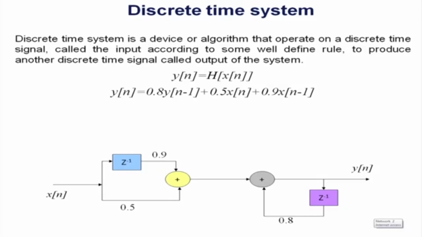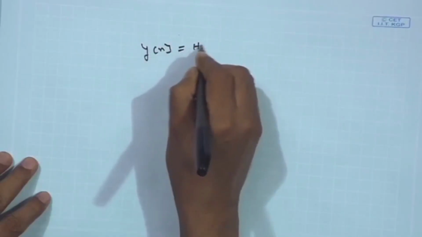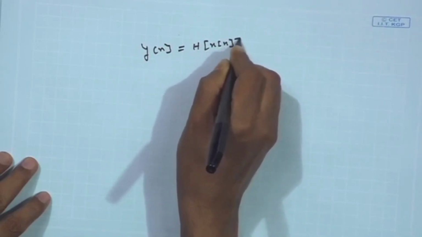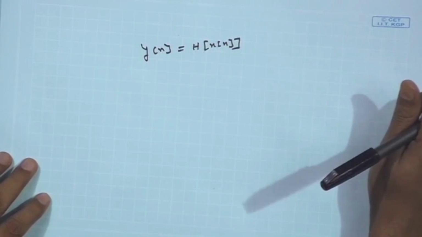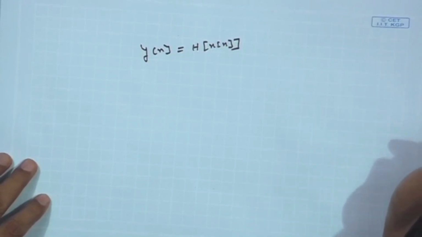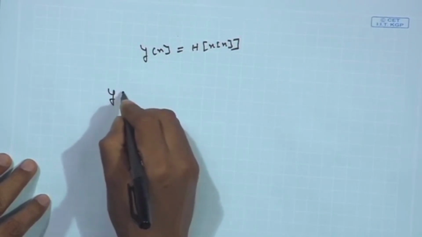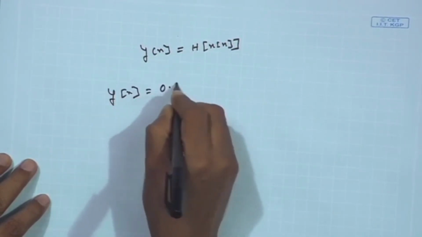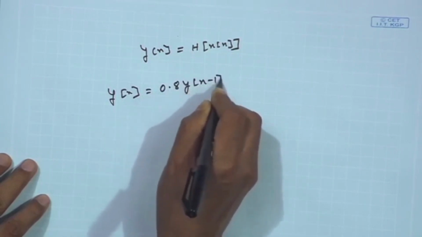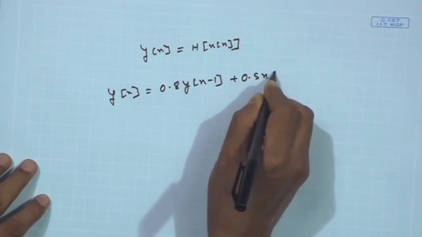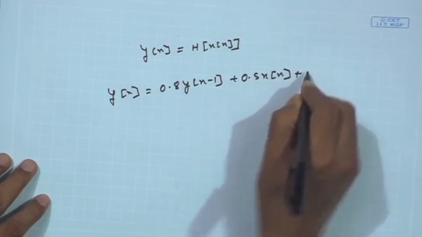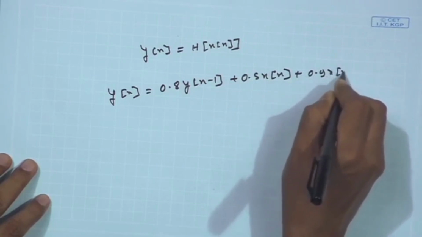Then I come to the systems. This is called discrete systems. I am not going to the analog system, you know the signals and systems, that class. So, for a discrete system, the output y n is nothing but h of the input x n. Okay. So, h is the transfer function of the system. Let us say the system is like this: y n is equal to 0.8 y n minus 1 plus 0.5 x n plus 0.9 x n minus 1.